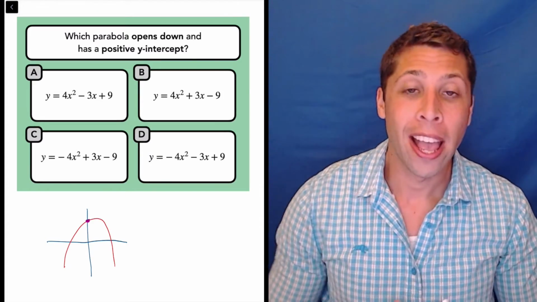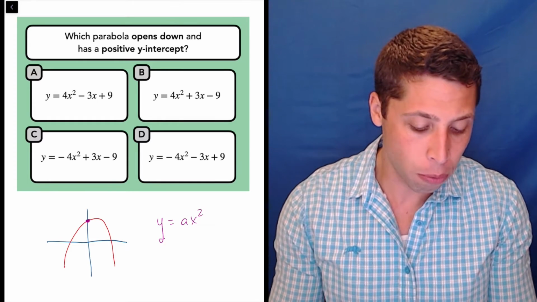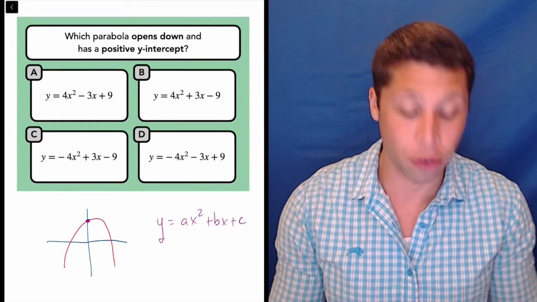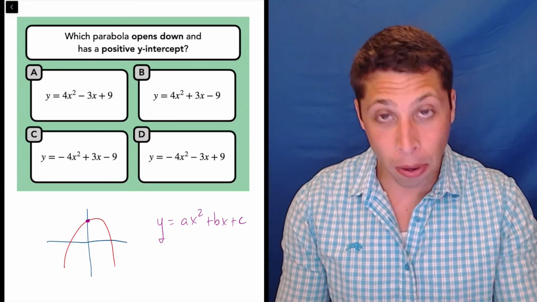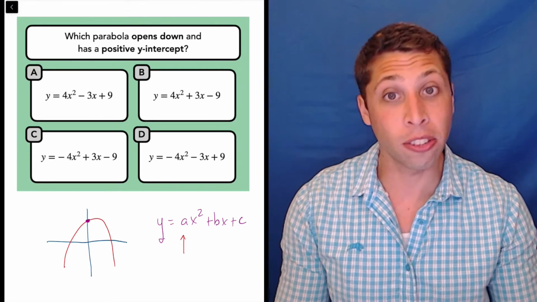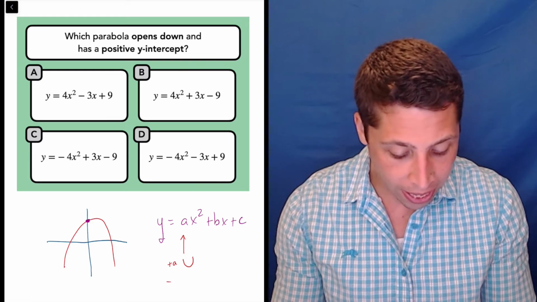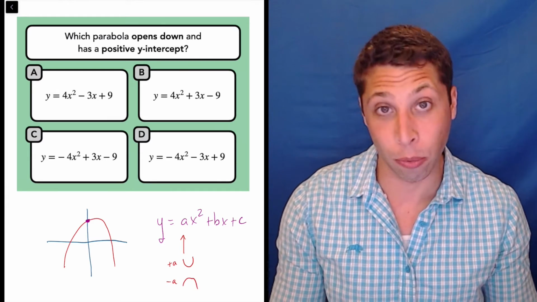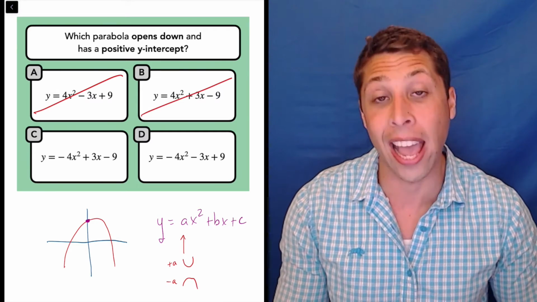So there you go. Now these two things are told to us by the standard form of a quadratic equation. y equals ax squared plus bx plus c. And the two components that matter the most, first, the a term tells us the direction. So a positive a is going to open like this, and a negative a is going to open downward like we want. So we need the a term to be negative, so that gets rid of choices A and B.